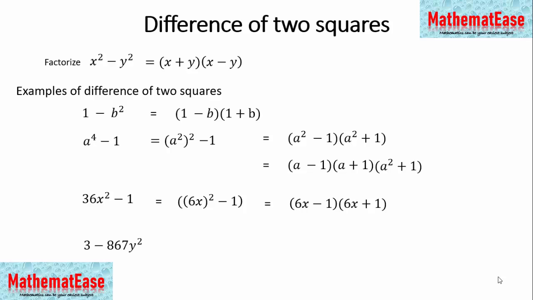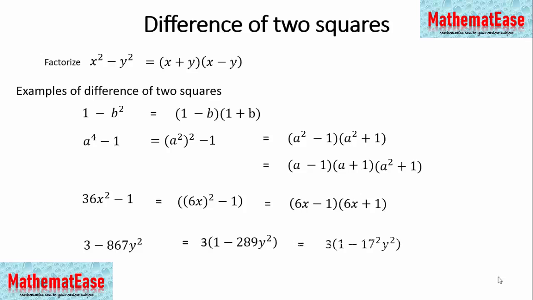This is another one. When you look at this one, it looks a little bit complicated: 3 minus 867y squared. But I see something here: 3 can go into 3, and 3 can go into 867. So let me first of all take 3 out and let us see what happens. So this is 3(1 minus 289y squared). Now 1 minus 289y squared is a difference of two squares. Why? Because 17 squared is equal to 289.